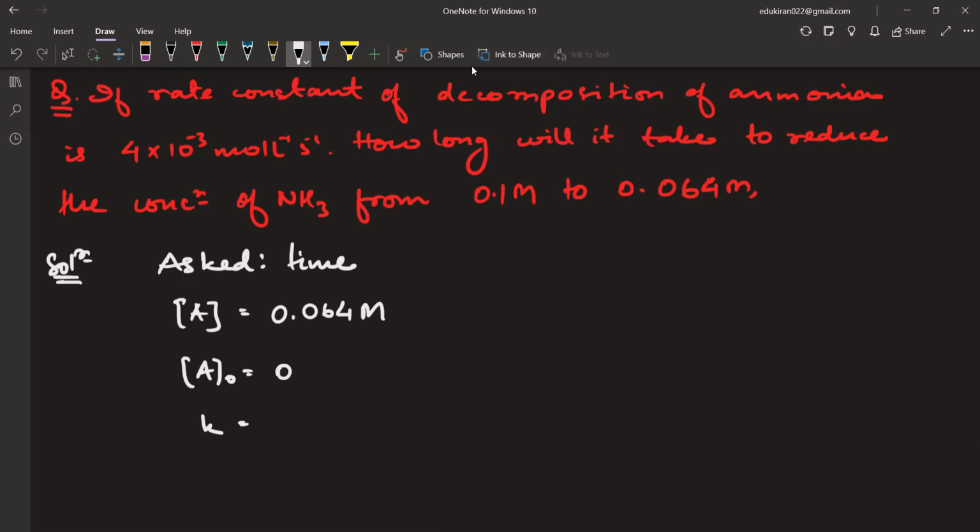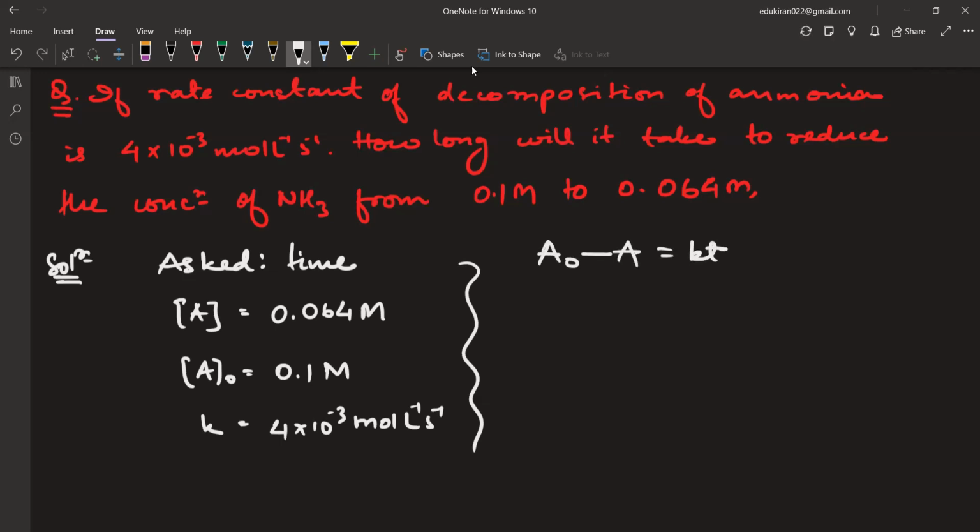What is A naught? 0.1 molar. What is K? It is 4 into 10 to the power minus 3 moles per liter per second. This is also molar. Okay, done. Tell me what is the time? You have A naught minus A is equal to Kt. So time will be equal to A naught minus A divided by K.